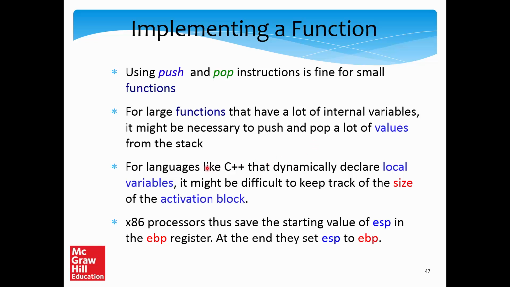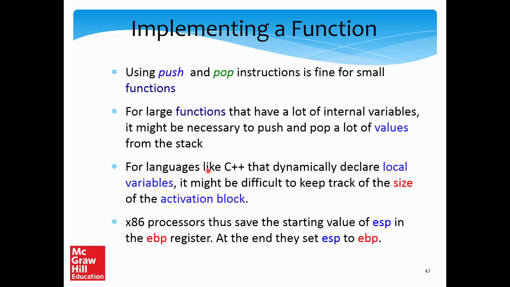Fair enough. For languages such as C++ that dynamically declare local variables, a lot of local variables can be declared even within the body of the function. So it sometimes becomes difficult to keep track of the size of the activation block, because even at compile time we would not know what is the size of the activation block, right? How many internal variables the function actually uses. So at runtime, the size of the stack needs to be varied.